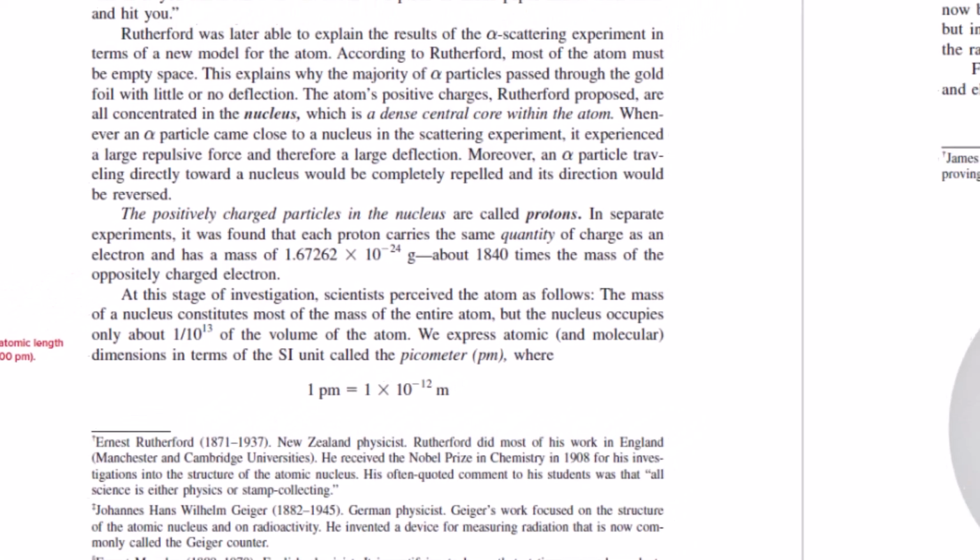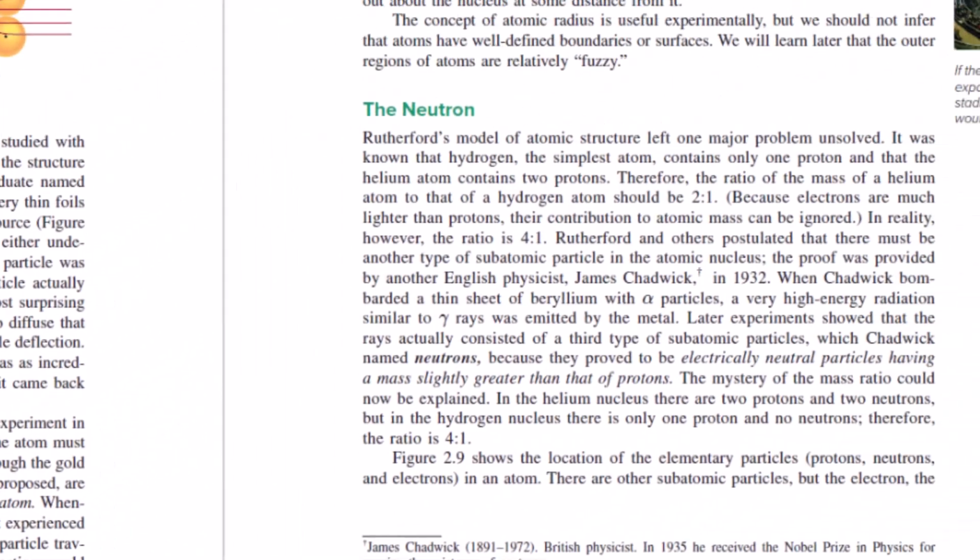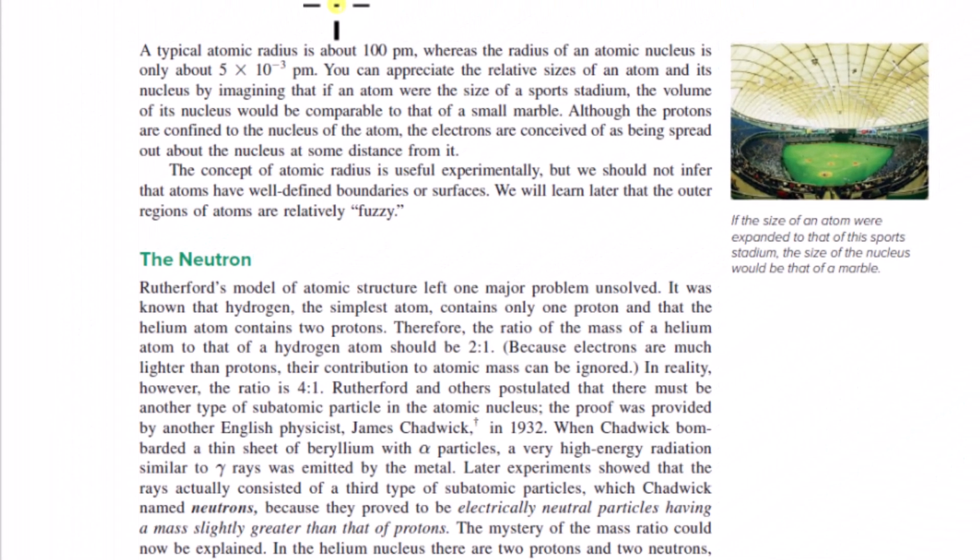Again, when I'm saying incomprehensible, I mean the sense of the whole, the number of atoms in your fingernail, if you took that many baseballs, it would go around the Earth 20 times, just stuff like that. A typical atomic radius is about 100 picometers, whereas the radius of an atomic nucleus is only about 5 times 10 to the minus 3 picometers. You can appreciate the relative sizes of an atom and its nucleus by imagining that if an atom were the size of a sports stadium, the volume of its nucleus would be comparable to that of a small marble at the center.